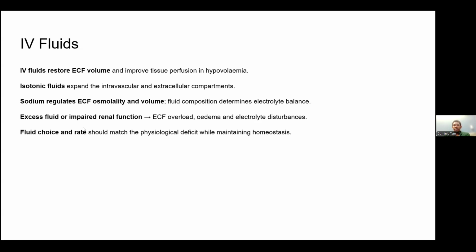Water moves between the compartments according to osmotic gradients, and sodium is the major determinant of the extracellular fluid osmolality and volume, as you know. IV fluids must maintain appropriate sodium, potassium, chloride and bicarbonate to preserve cellular function and acid-base homeostasis. Failure of renal regulation or excess IV fluid administration can cause the extracellular fluid compartment to expand, can cause edema, pulmonary congestion, and can cause electrolyte disturbances.